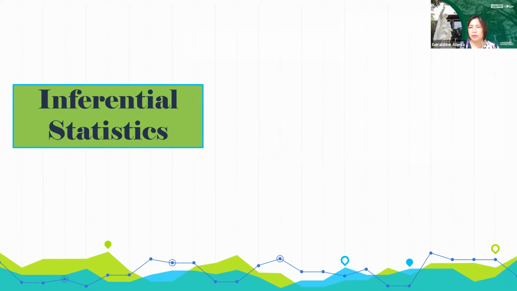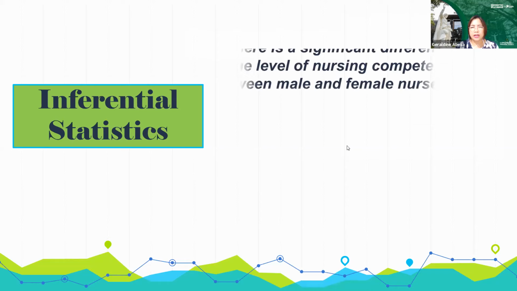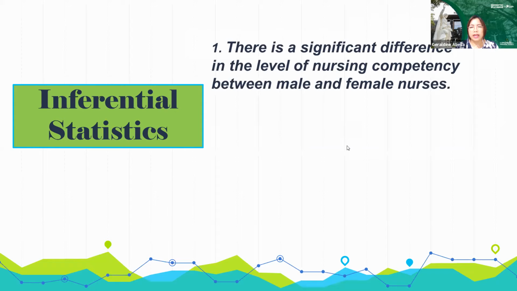Now, the second area of statistics is inferential statistics. So this involves hypothesis testing, regression analysis, and predictive analysis. It is in this area where you take the data from the sample and draw conclusions which are not only true from the sample, but also true for the population. So I picked three scenarios which are examples of inferential statistics. One: there is a significant difference in the level of nursing competency between male and female nurses. So a statistical test was applied here to draw a conclusion that the nursing competency level of the nurses, when they are grouped according to sex, are significantly different.